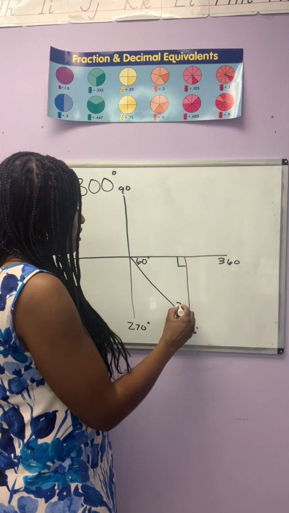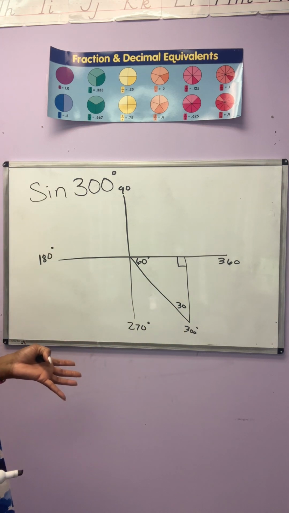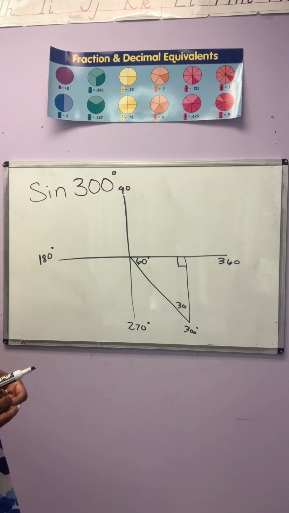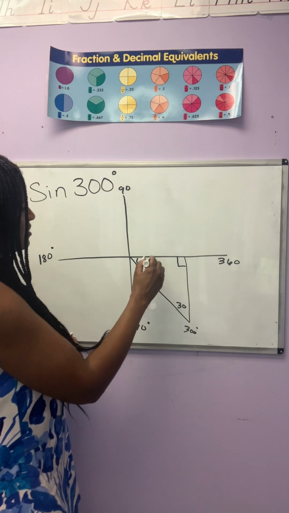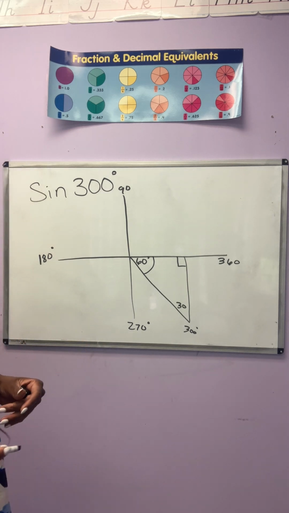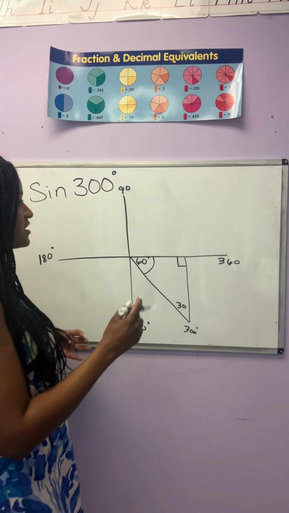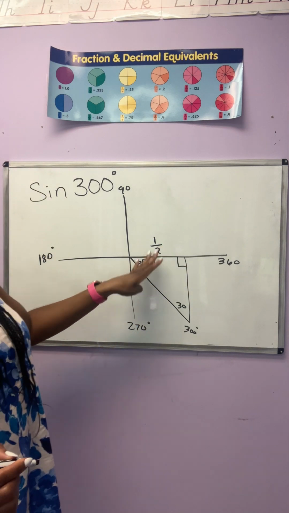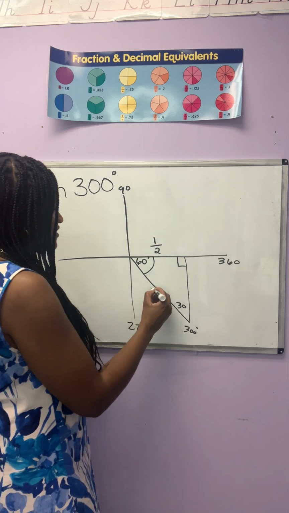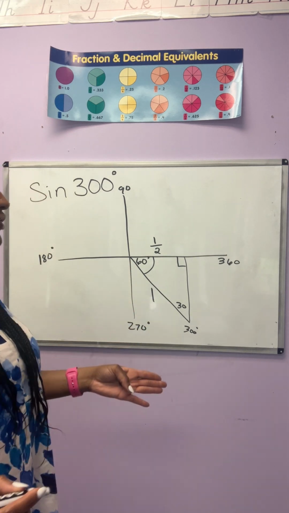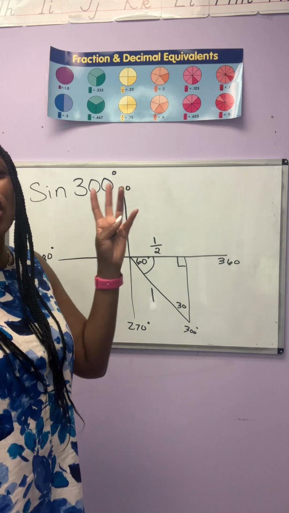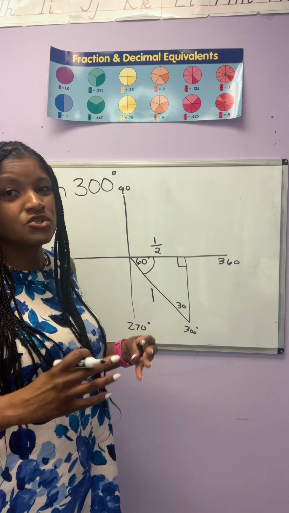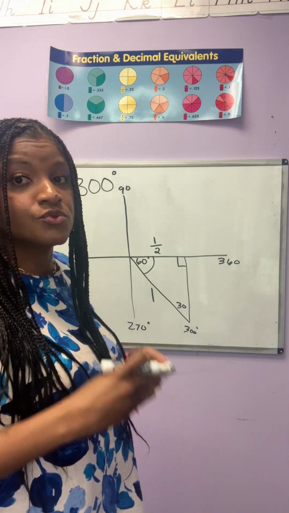If you recall doing your 30, 60, 90, now here we have our 30, 60, 90. Now if we're trying to find out what sine 300 is, this is our reference angle. So we can start thinking of it this way. The hypotenuse, the one across from the 90 degrees, is one whole. So maybe we'll consider that our standard. The hypotenuse is one whole.